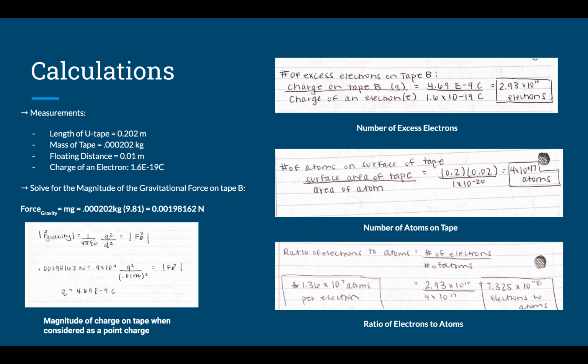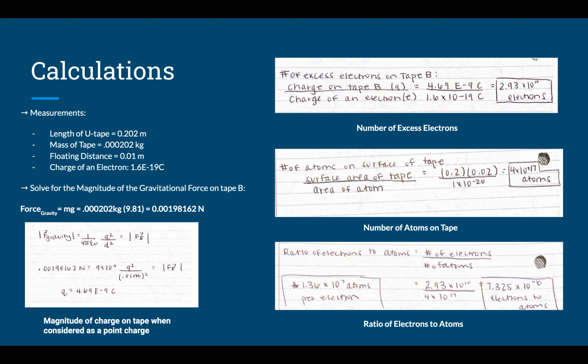I measured the U-tape to be 0.202 meters, the mass of the tape to be 0.00202 kilograms, and the distance between the two tapes when tape B began to float as 0.01 meters. We are using the assumption that the charge of an electron is 1.6 e-9 coulombs. Using F equals mg, the gravitational force was found to be 0.00198 newtons, which is the same magnitude as the electric force on the floating tape.